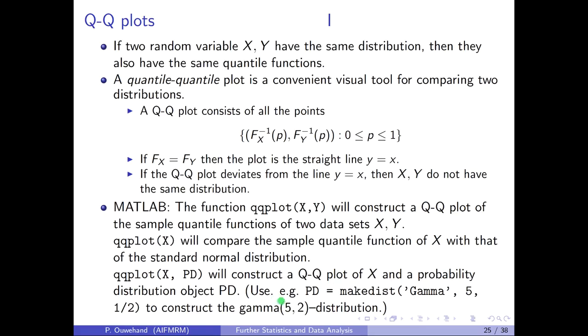But for example, to make a probability distribution object which is gamma(5,2) distributed, you use PD = makedist('Gamma', 5, 2).